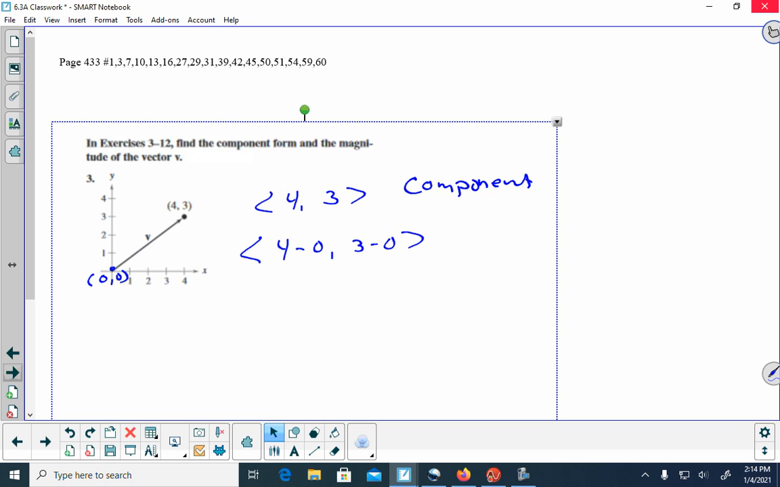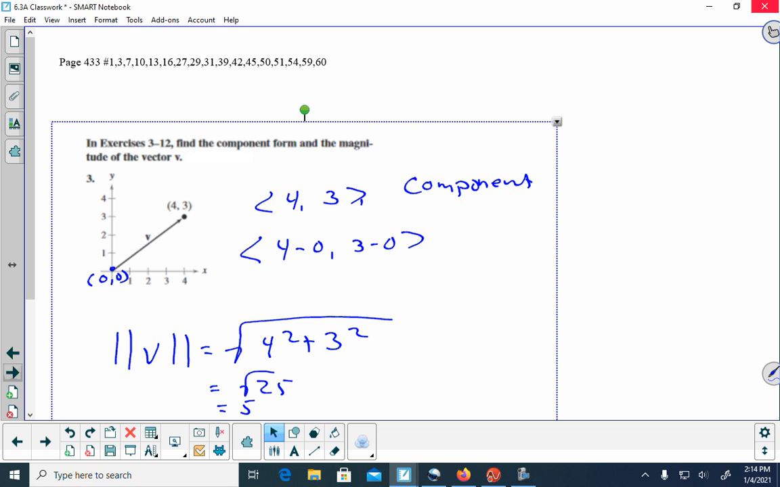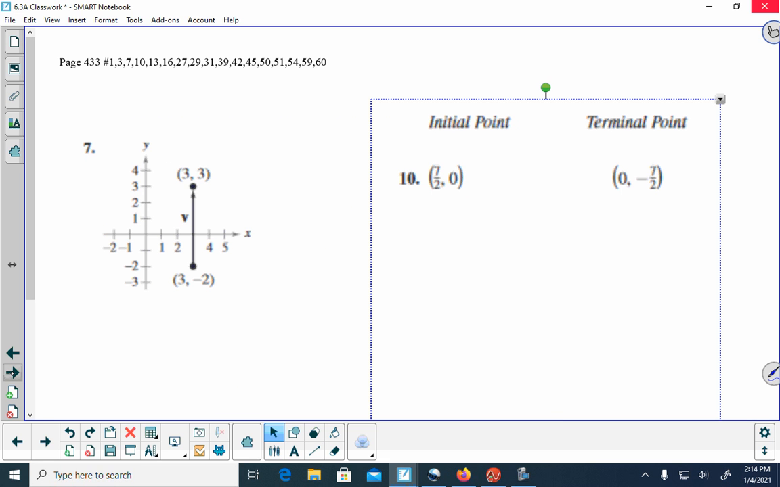Then the next thing I'm going to do is find the magnitude. So a lot of you can find the magnitude of v. If I have the component form, I'm just going to take the square root of a squared plus b squared. So that's 16 plus 9, square root of 25. So the magnitude is 5. And that's all I had to do for number 3, was find the component form and the magnitude.